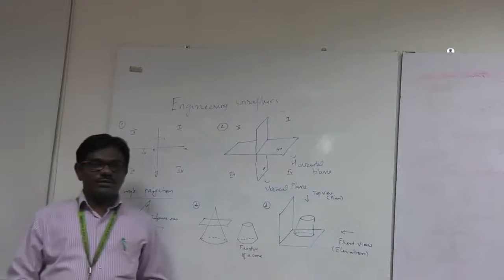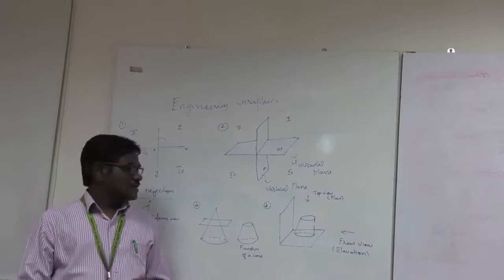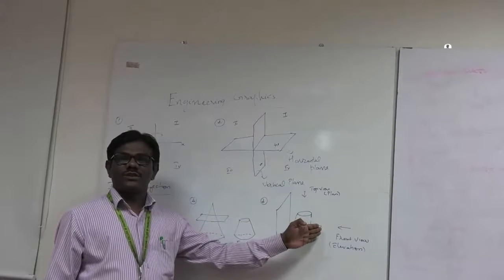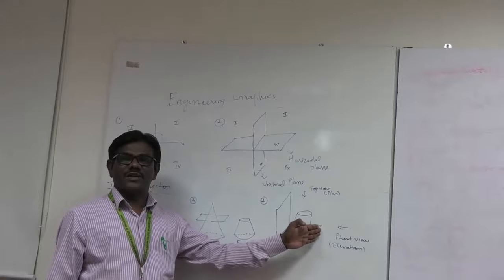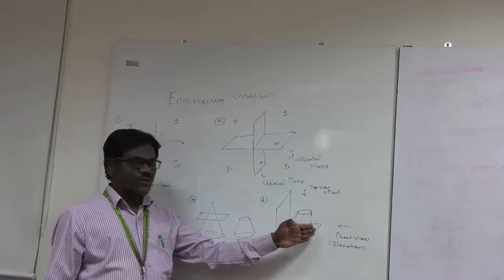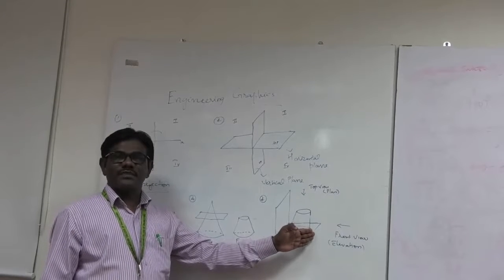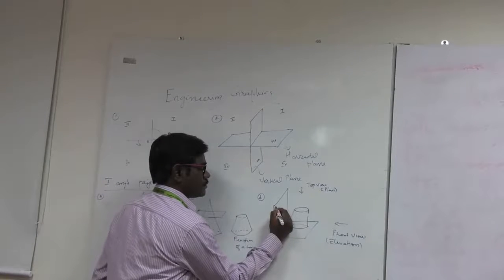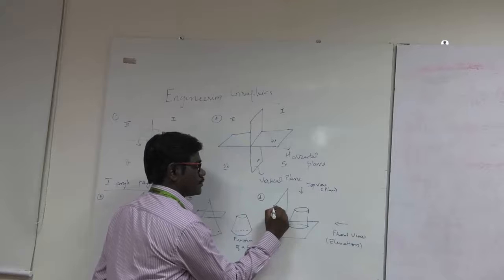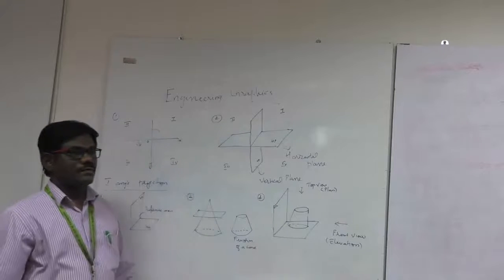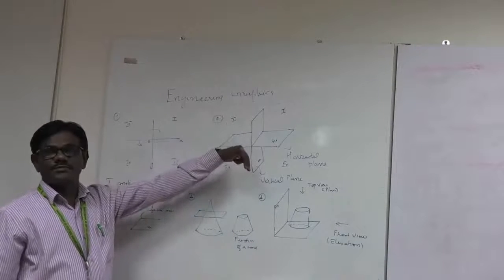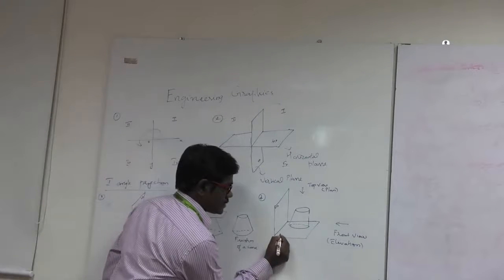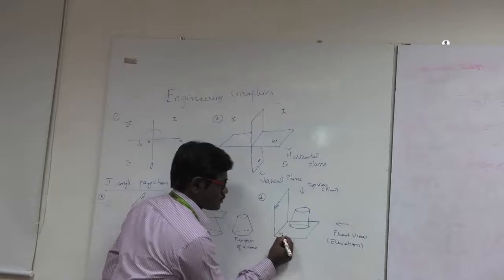So when I look at this frustum from here, the view what I'm going to draw is elevation or front view. The image what I'm getting from here will be drawn on VP, vertical plane. I look from top, and the image whatever I'm getting, I will draw it here. This is HP, horizontal plane.